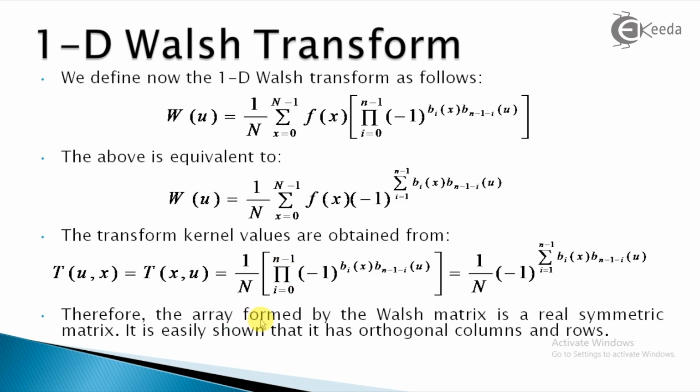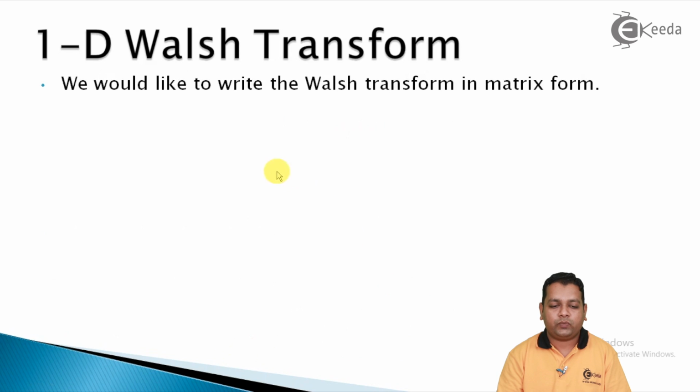Therefore, the array that may be formed for the Walsh matrix is a real symmetric matrix. As in the previous slide we have seen the binary representation for the value. Those bases, from the 0th position, first position, second position, we can combine and form the array here. It is easily shown that it has orthogonal columns and rows. So the matrix follows orthogonality for the rows and columns.